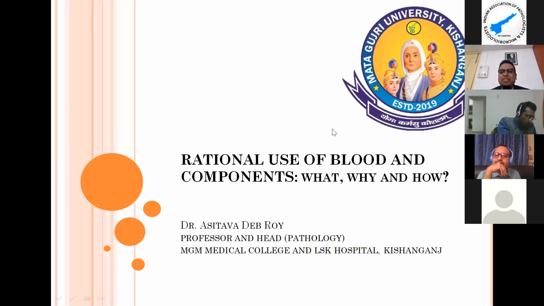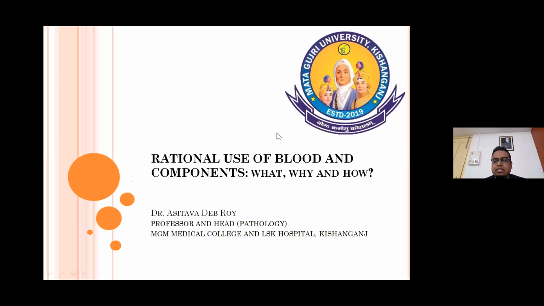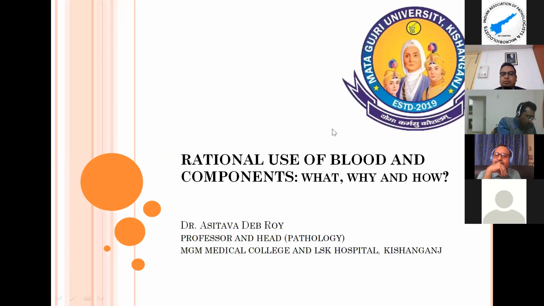So today's topic is a very pertinent and important topic, which is not only very important for us pathologists and physicians who are practicing transfusion medicine, but a very pertinent topic for clinicians as well. So I have chosen this topic because this would be important for pathologists, transfusion medicine specialists, as well as clinicians. And I have decided to talk on this topic, dividing it into what, why, and how. I mean, what is rational use of blood and components? Why do we need rational use of blood and components? And how do we go about rational use of blood and components?